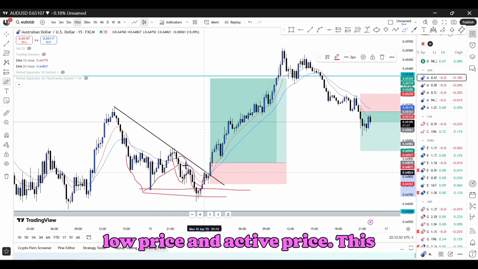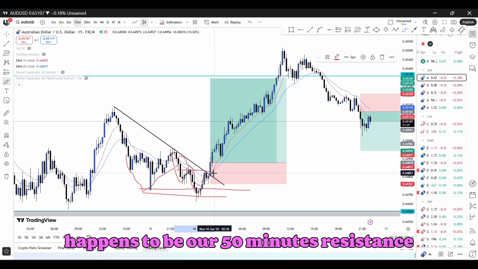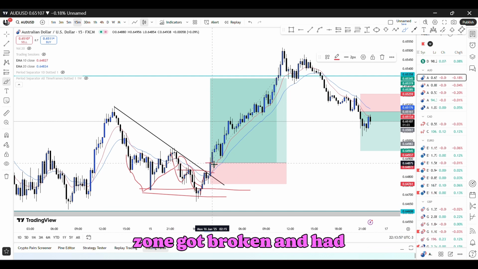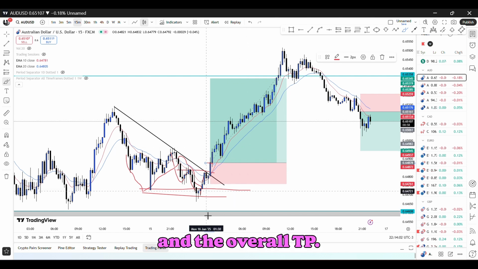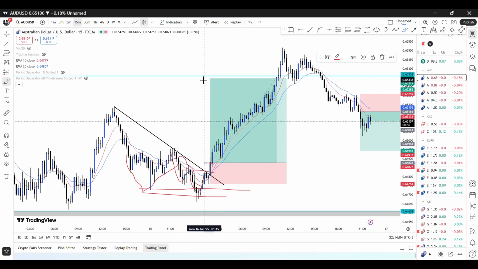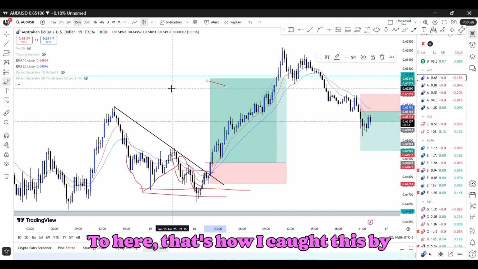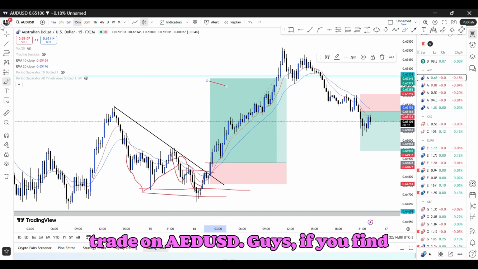And active buys. This happens to be our 15-minute resistance zone, it got broken, I had my trade stop loss below, and the overall TP to here. That's how I caught this buy trade on AUDUSD.